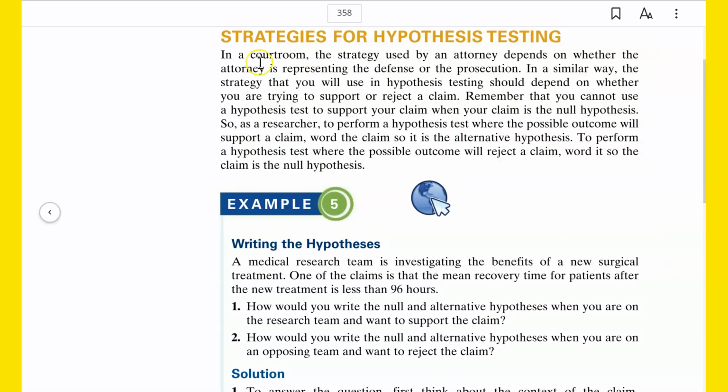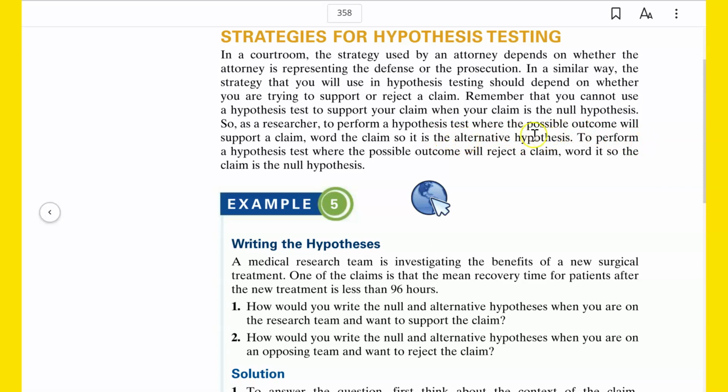Strategies for hypothesis testing. In a courtroom, the strategy used by an attorney depends on whether the attorney is representing the defense or the prosecution. In a similar way, the strategy that you will use in hypothesis testing should depend on whether you are trying to support or reject a claim. Remember that you cannot use a hypothesis test to support your claim when your claim is the null hypothesis. So as a researcher, to perform a hypothesis test where the possible outcome will support a claim, word the claim so that it is the alternative hypothesis.